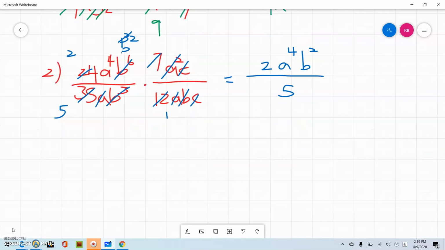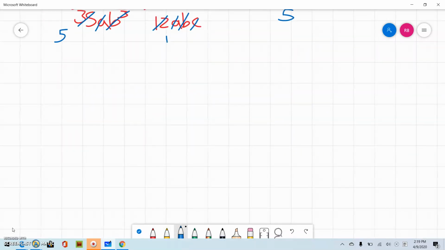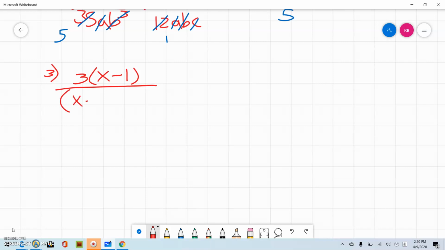Let's go to number 3. Number 3 is a multiplication, but you have to factor in this case. So I'm going to rewrite the problem as I factor. The first one, I'm just factoring out the GCF. And then the bottom is basically factoring the trinomial. There's a GCF again, and then another GCF here.